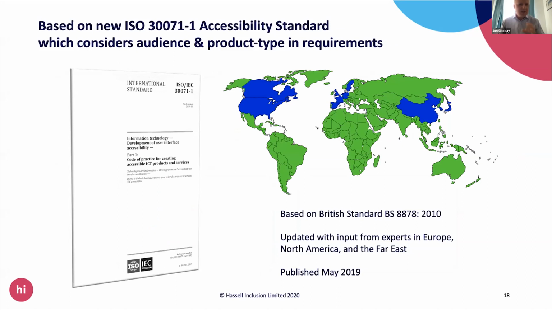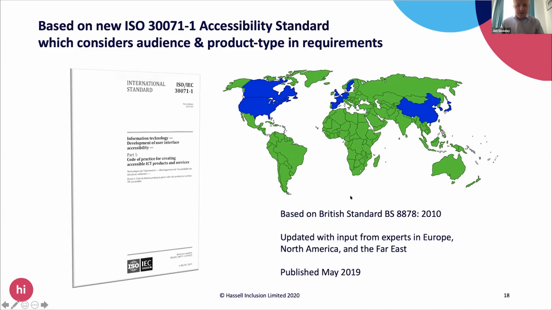So it's not the easiest title to say, but ISO 30071-1 is a new standard which has come out last year, which is very much about making any application, whether it's e-learning, whether it's an app or whatever, accessible. And it's very much based on the principle of strategy, thinking about the strategy first, and then applying that through the process of building your applications.